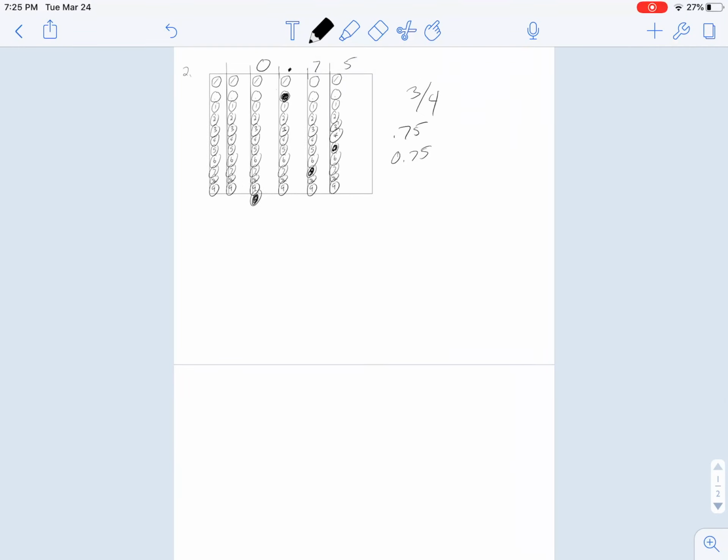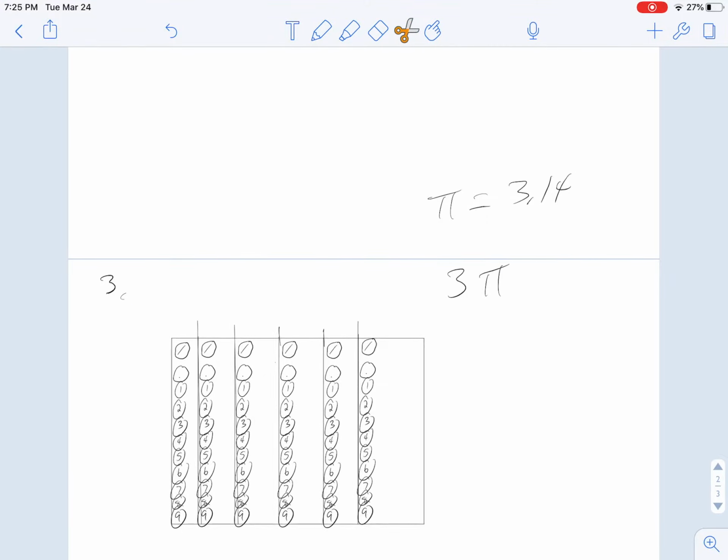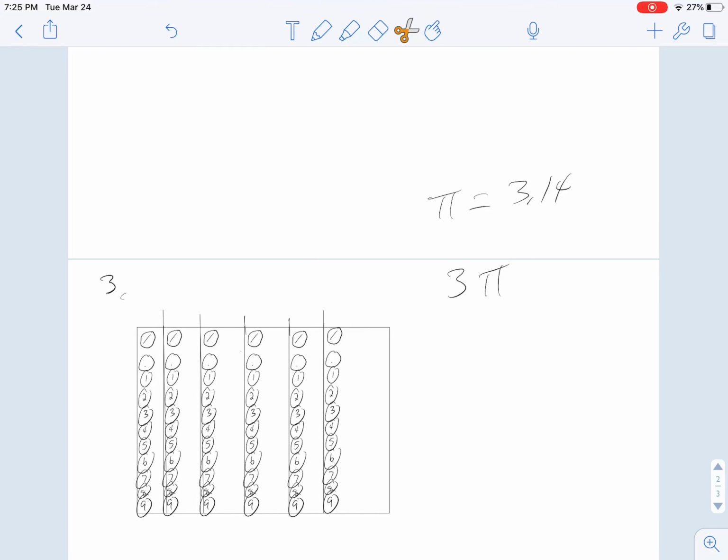Let's just say you get an answer like 3 pi, and we want you on this test to type in 3.14 instead of using the pi button. Notice that pi is not available on the grid, so you're going to have to round to the nearest hundredth. For this test, we want you to round to the nearest hundredth spot, which is 2 spots after the decimal.